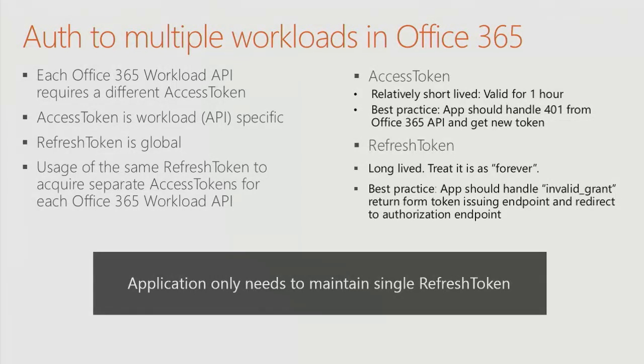So, authentication to multiple workloads. I briefly mentioned that in the flow diagram. We have something like an access token. You need an access token for the different Office 365 APIs you want to access, but you can acquire this access token by using the same initial code flow where you get the refresh token back. So you don't have to always do this dance.